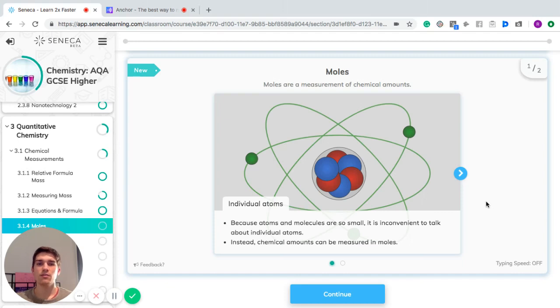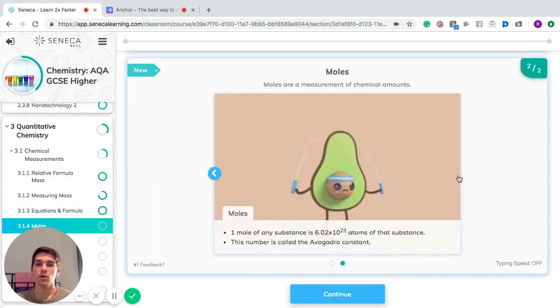So this episode will be our first look at moles. Moles are a measurement of chemical amounts. Because atoms and molecules are so small, it's really inconvenient to talk about individual atoms, and instead, chemical amounts can be measured in moles. Now, 1 mole of any substance is 6.02 times 10 to the 23 atoms of that substance. That number, 6.02 times 10 to the 23, is one you need to remember, and it's called Avogadro's constant.